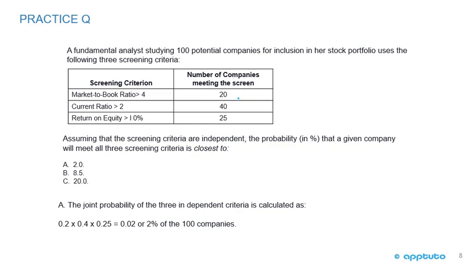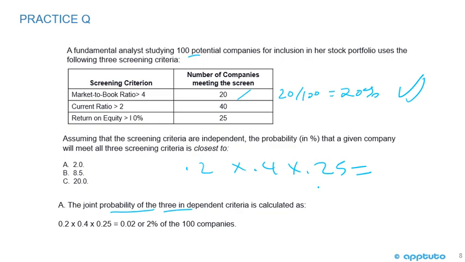Just the one thing that you had to realize is that they're giving you a pool of 100 companies, and so 20 companies are meeting this screen, so that's just 20 divided by 100, that's 20%. So they made that really easy, but just look out if they use some different numbers and total numbers, because you need this in terms of a percentage. And the way that we get the joint probability of meeting 3 independent criteria is we're just going to multiply them all. So it's 0.2 times 0.4 times 0.25, and that's going to give us 0.02 or 2%, and that is definitely under 90 seconds if you're up to speed on this type of question.